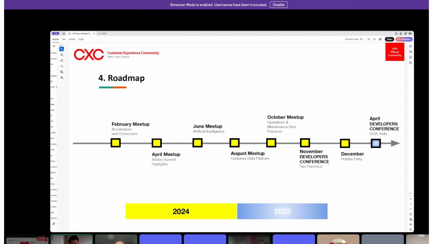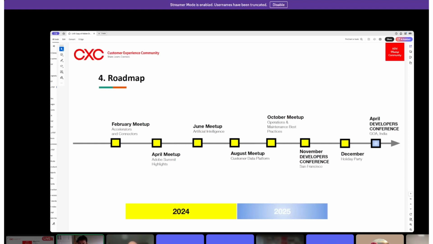In April every year, right after the summit, we want to talk about what happened at the Adobe Summit. What can we learn from each other as developers? In June last year, we did an event on GPT, and every year in the month of June, we want to explore events around AI. In August, we want to talk about a data platform. In October, we will be talking about operations and maintenance.